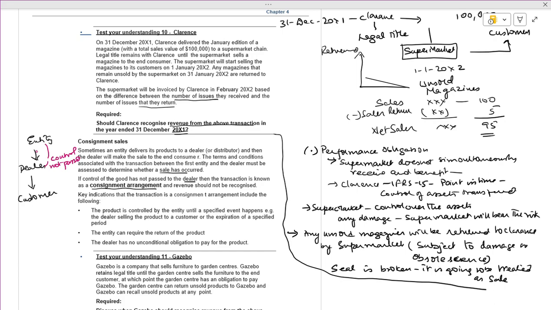Means the control has to be passed to whom? The control has to be passed from the dealer to the customer. Then only can IFRS 15 revenue be recognized. Key indication that the transaction is a consignment: the product is controlled by the entity until a specific event happens. And what is the event? The dealer selling the product to the customer, or the expiration of a specific period.